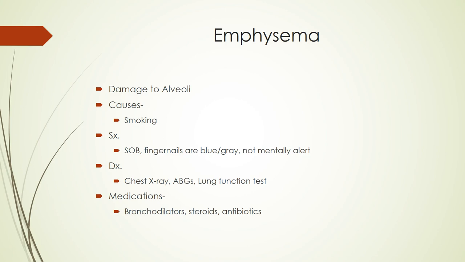But they come to the hospital, we give them some breathing treatments, give them some antibiotics, try to open all that stuff up, and give them some supplemental oxygen, and they can start to come back around. Diagnosis would be a chest x-ray, ABGs to determine what is in there, whether it's their O2 or their CO2, and the lung function test, which is to determine how their lungs are functioning or how well they're actually doing. Medications are going to be bronchodilators, steroids, and antibiotics.